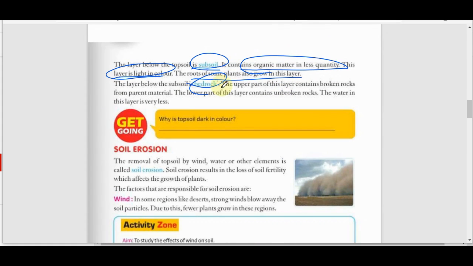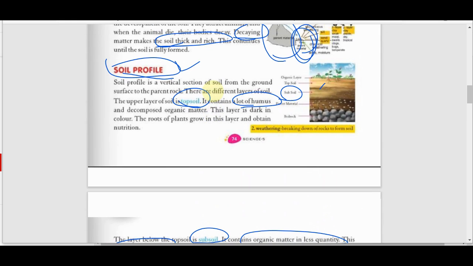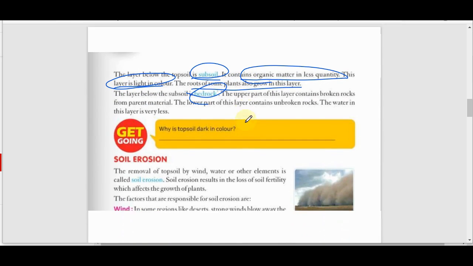Now the fourth is the bedrock, or the parent material of the soil. This bedrock or the parent material, both are the same because they are in the form of stones, and stones are very low in organic matter and nutrition. So definitely the plants will not grow in this layer, and it is at a very low depth from the soil surface. So I think you got the meaning of it.